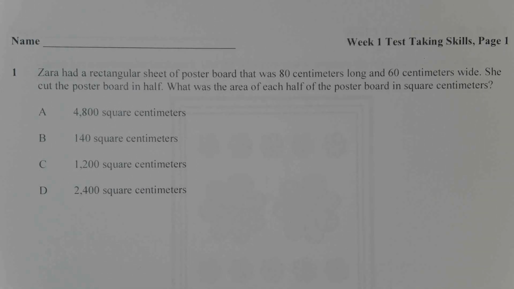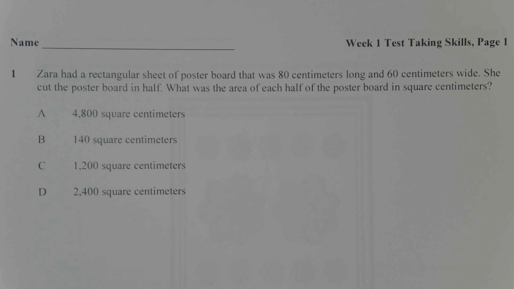Week 1 test taking skills, page 1. Number 1, Zara had a rectangular sheet of poster board that was 80 centimeters long and 60 centimeters wide. She cut the poster board in half. What was the area of each half of the poster board in square centimeters?